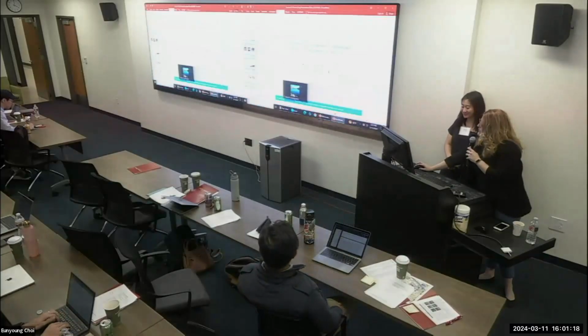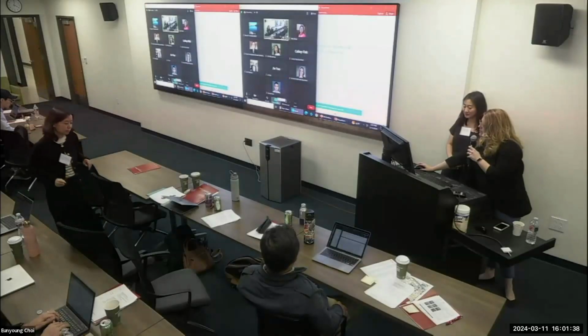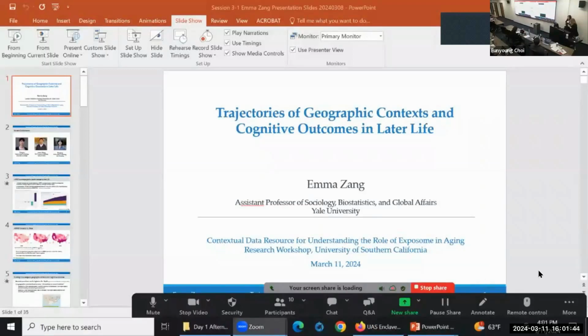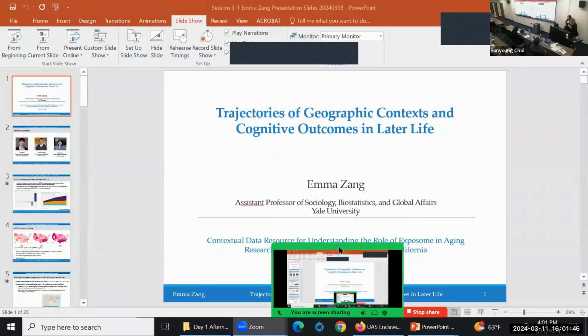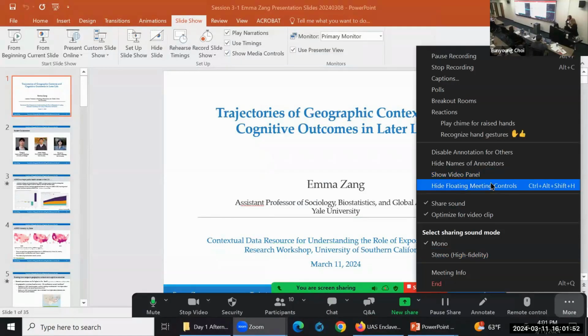Emma is an assistant professor in sociology with appointments as well in biostatistics and global health policy. I'm doing this off the top of my head based on what I know about Emma. Emma's research actually spans a lot of different topics, including families and households. She does research both in the United States and other countries like China. We're particularly interested in her work on health and aging, where she's done work trying to understand trends and differences across countries and also individual trajectories.